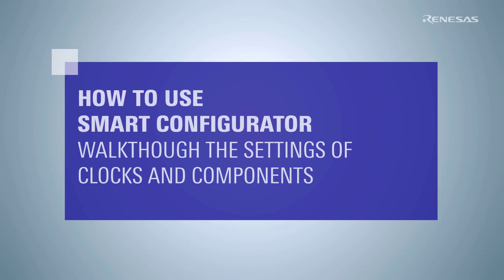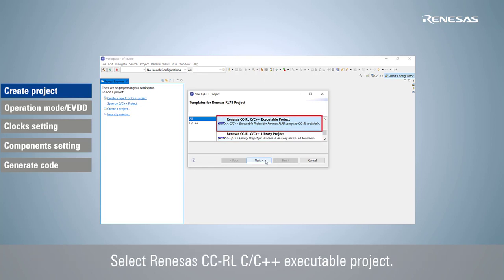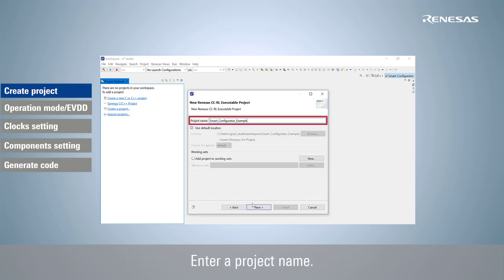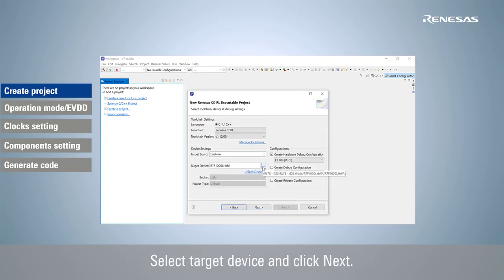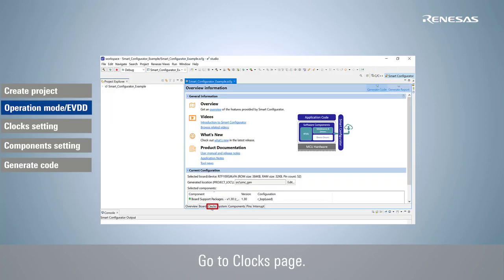This video walks you through the procedures of setting clocks and components in Smart Configurator. First, create a new RL78 project. Select CCRL C/C++ executable project. Enter a project name. Select target device. Click Finish. Go to Clocks page.